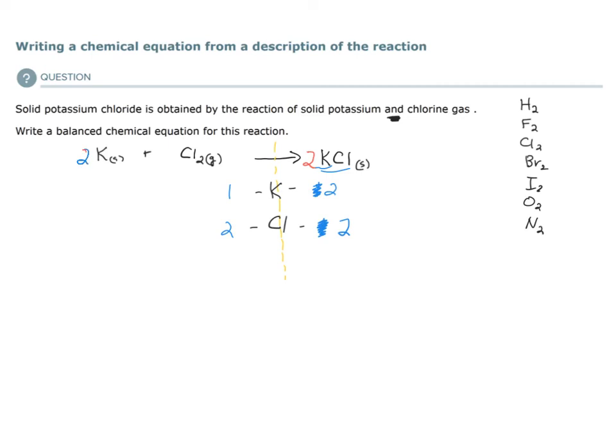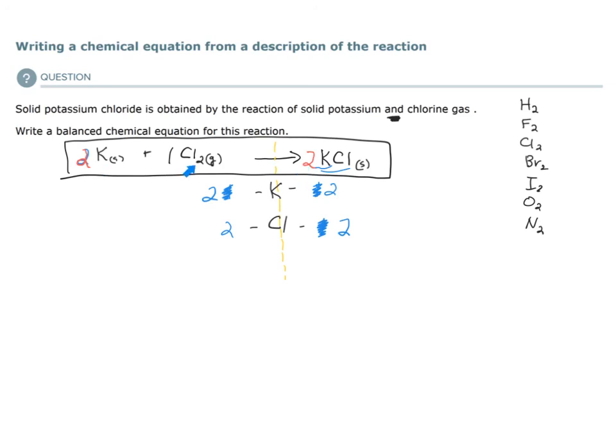So if I place a coefficient of a 2 here, if I recalculate, this now becomes a 2. So if I look at it, potassium is balanced. Chlorine is balanced. Everything is perfect. And my balanced chemical equation would look like that with the coefficients of 2. What would be the coefficient here? If there's nothing there, it's assumed to be a 1, and a coefficient of a 2.